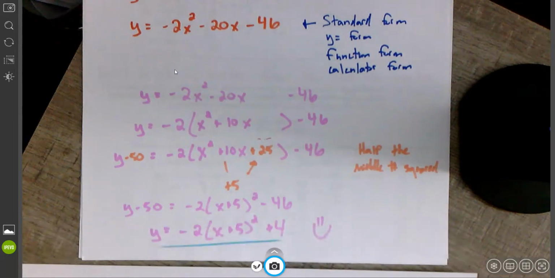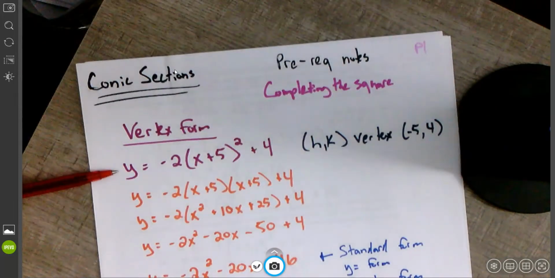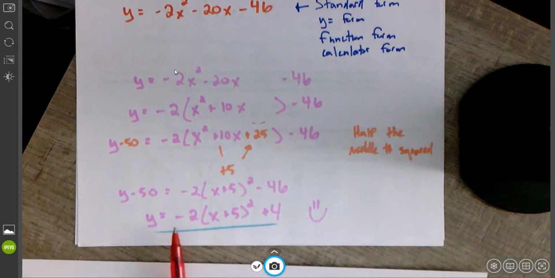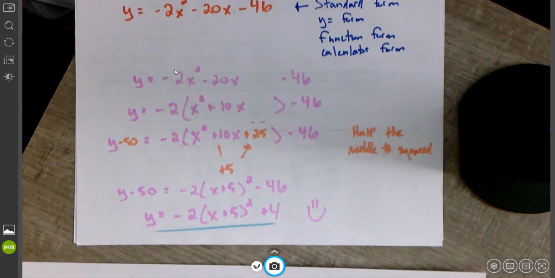And if we add the 50 back over, we get what we started with, which is good, but this thing right here in vertex form. This is vertex form of this quadratic. I could say it's a frowny face, bottom opening parabola, with a vertex at negative 5, positive 4. That's it. That's our prerequisite. That's what we're trying to do today.